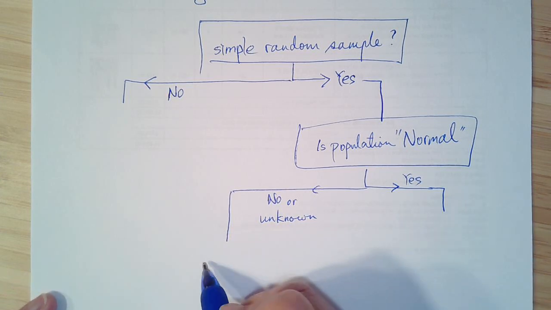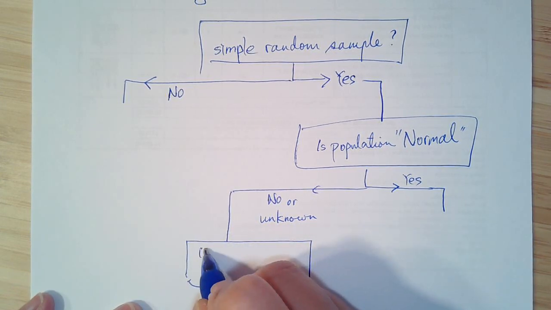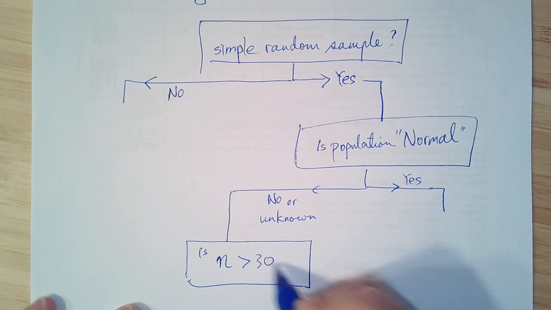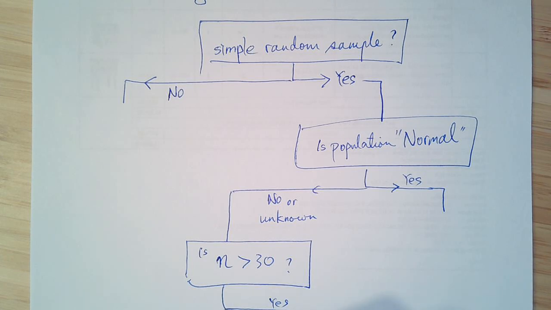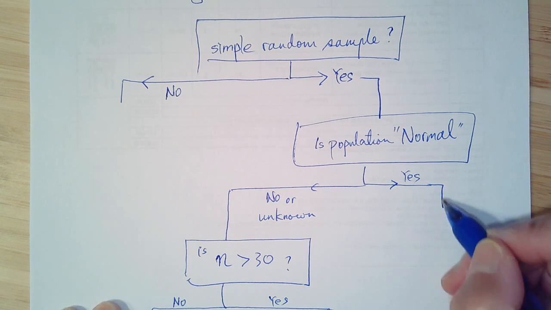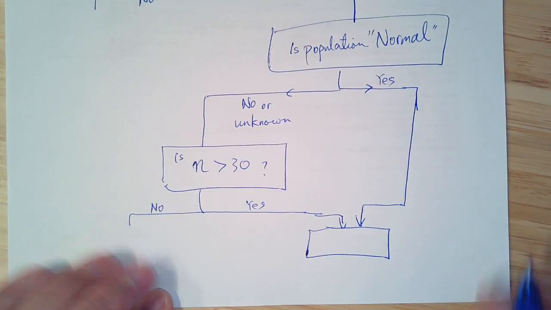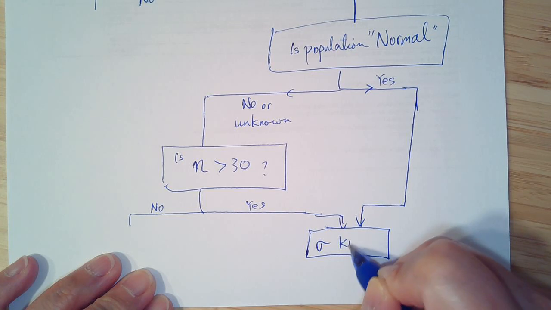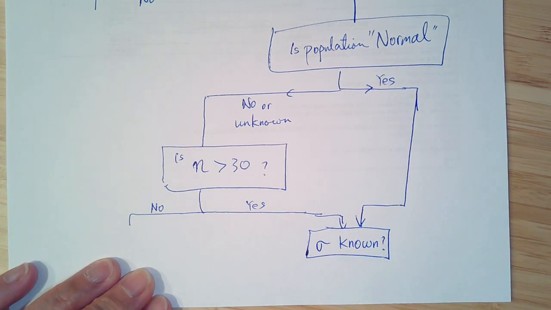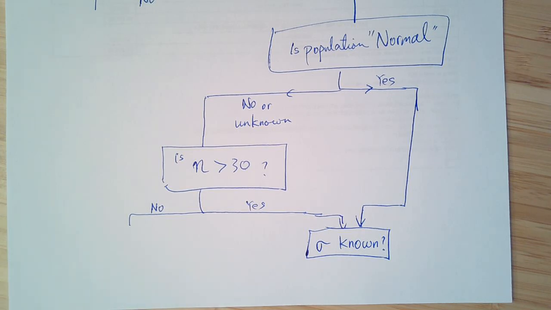Okay, and then the next one you're going to ask yourself is: is n greater than 30? The answer could be yes, large, or could be no. If the sample size is large, or normal, then that goes to, because both go to here, sigma known. In most cases, we don't know the population standard deviation because you only have a sample. You want to use a sample to estimate the population. You want to use the sample mean to estimate the population mean.